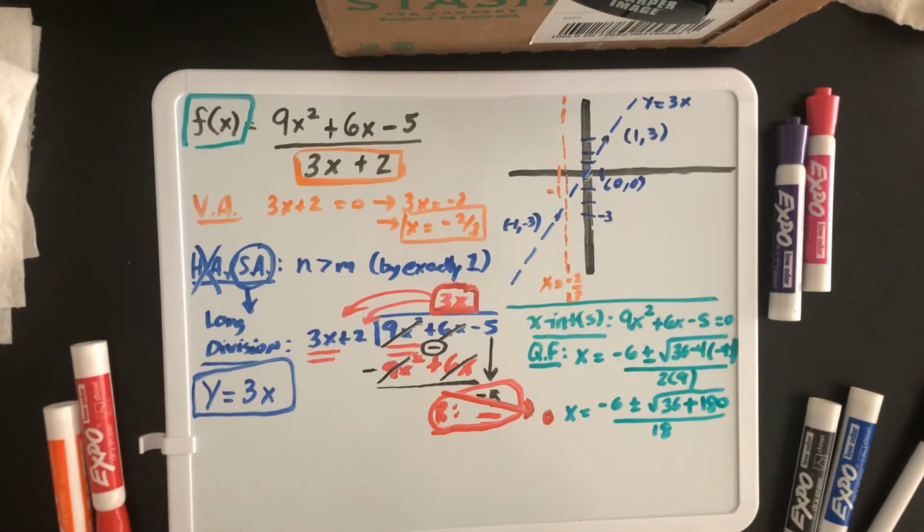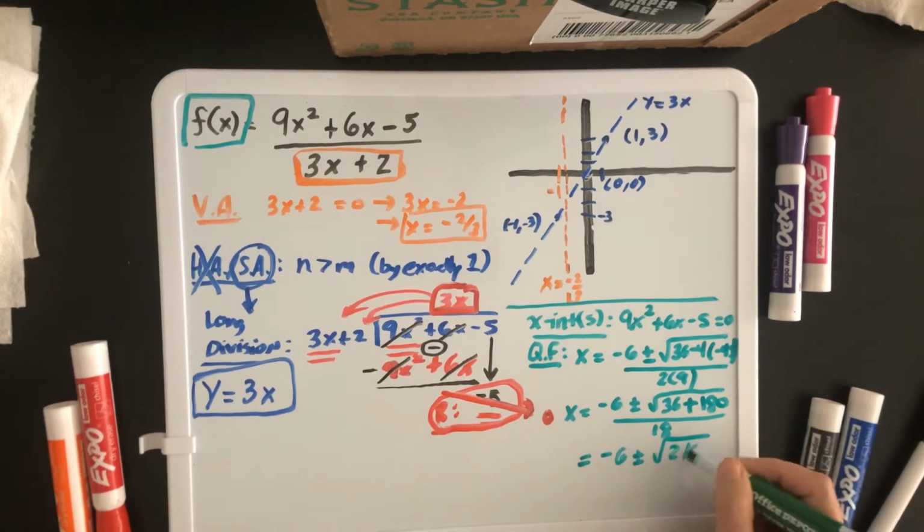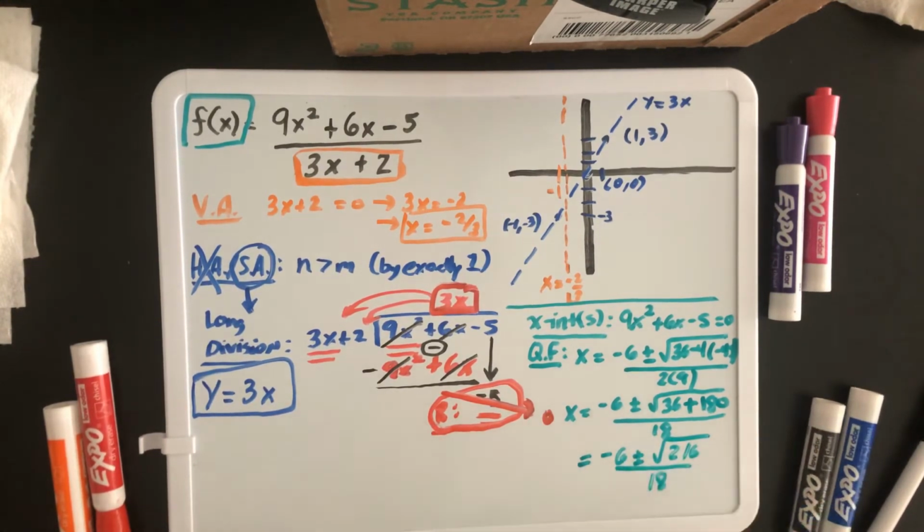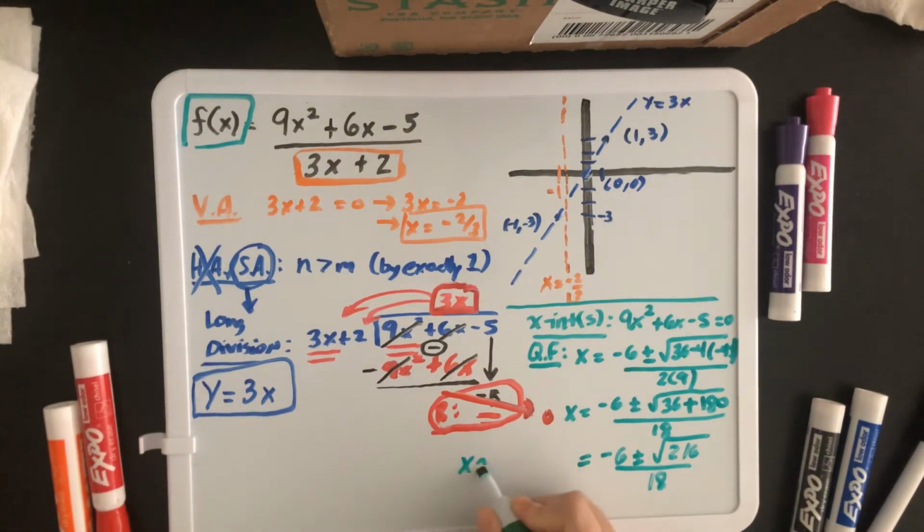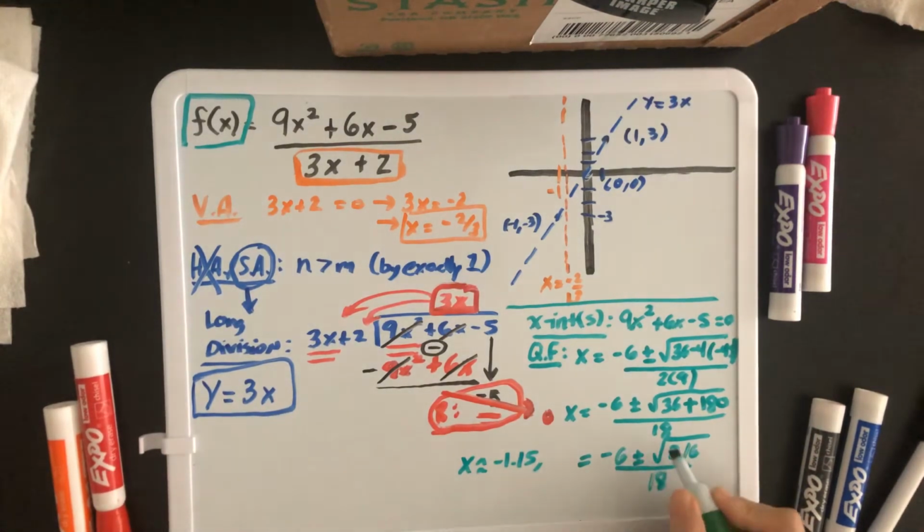When I add up 180 plus 36, I end up with 216. So I really have -6 plus or minus the square root of 216 over 18. Now you could put that in your calculator as separate pieces. You could put -6 plus the square root of 216 over 18, and you get an answer of approximately -1.15. Or you could do -6 plus the square root of 216 over 18, and you get your positive answer of 0.483.